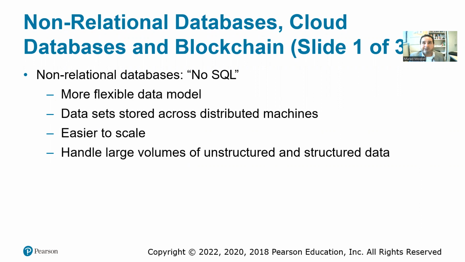Relational databases are not able to handle such big data in an efficient way, because in a relational database you have to normalize it and so on, right? So non-relational databases, which we call NoSQL, were introduced, so they can handle such large volumes of unstructured and structured data, and they are easier to scale, more flexible, and stored across distributed machines.